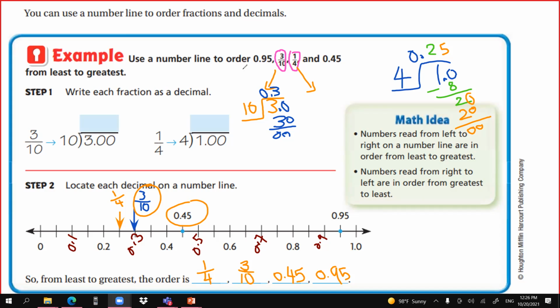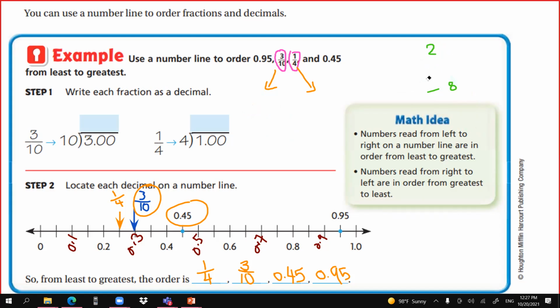If I give you now the numbers like this, and after you convert them, you have them as 0.95, 0.3, 0.25, 0.45. Can you order them? Why not?